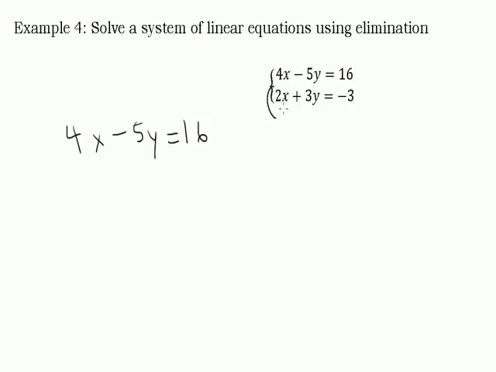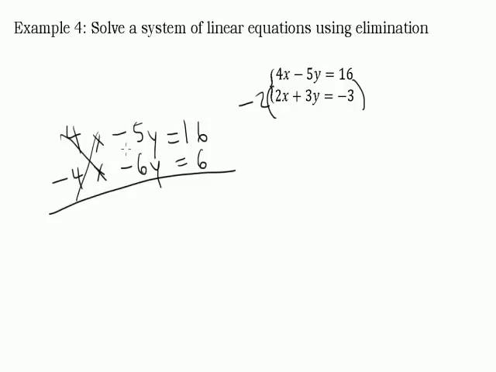What I want to do is multiply the second equation by negative 2. I multiply everything in the second equation by negative 2. If I do that, distributing negative 2, I'll get a negative 4x minus 6y equals plus 6. Now, what you'll hopefully notice is that if I add these two equations, 4x minus 4x, the x terms are going to cancel out. And I'll be left with negative 5y minus 6y, which is a negative 11y, equals 22. Again, here I was adding the two equations together and seeing if this was my overall result.